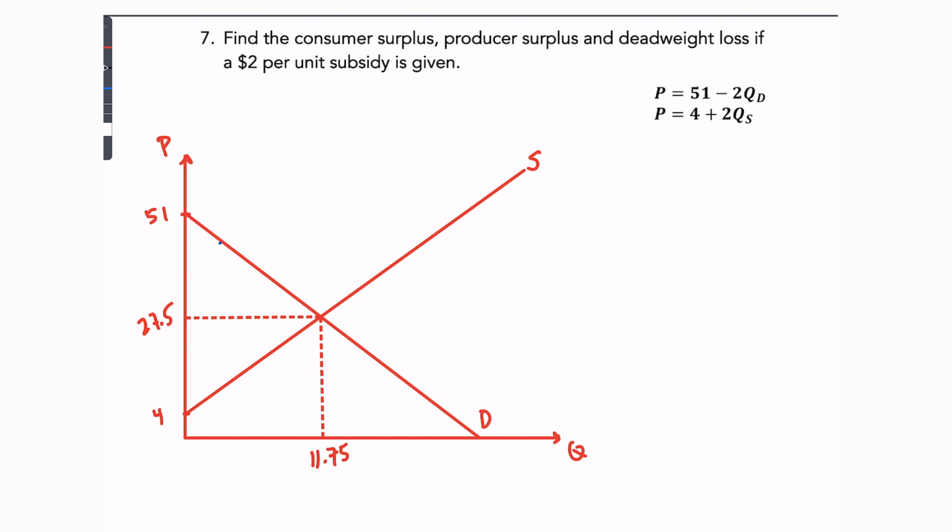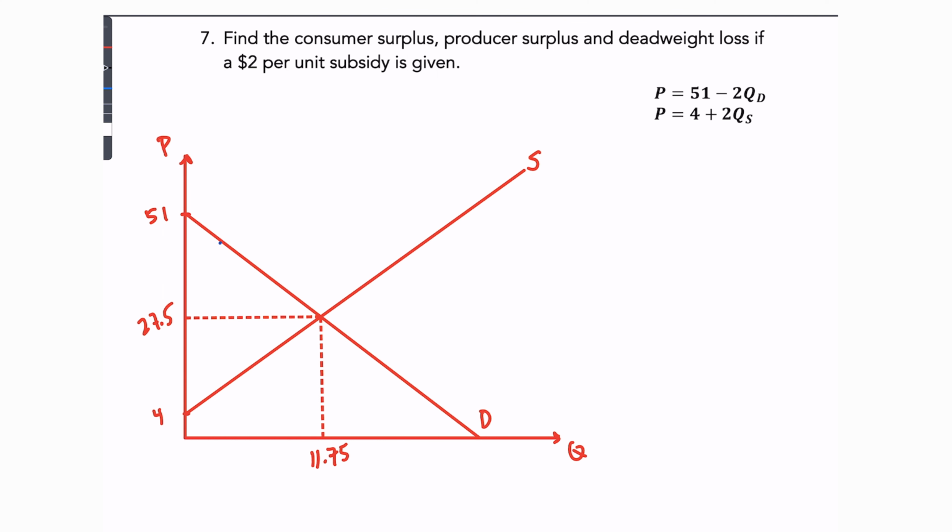In the final part of this video, we've asked you to find the consumer surplus, producer surplus, and deadweight loss if a $2 subsidy is given. So a subsidy is very similar to a tax. We sometimes call it a reverse tax because instead of the government charging the consumer an additional amount, the government will pay an additional amount or a certain amount for the consumer.